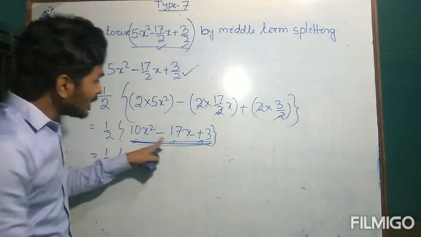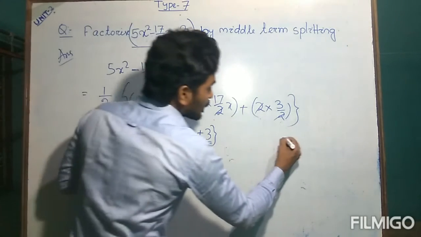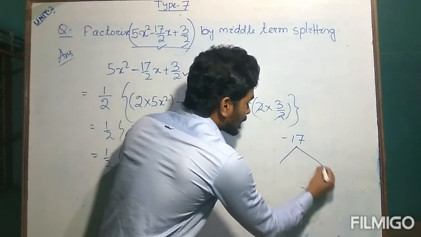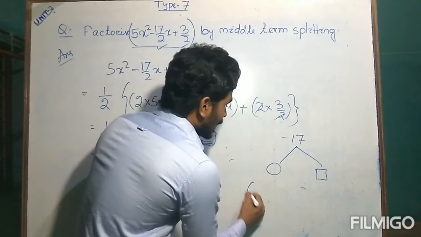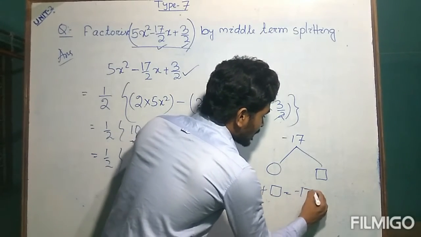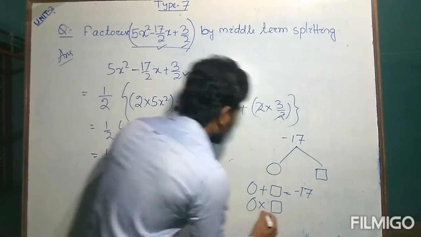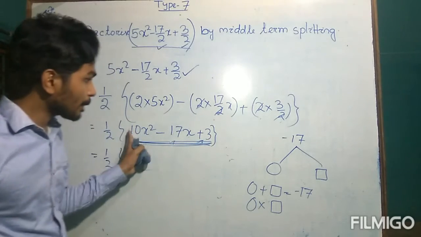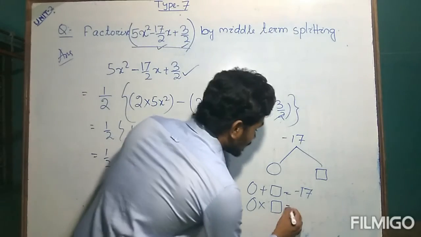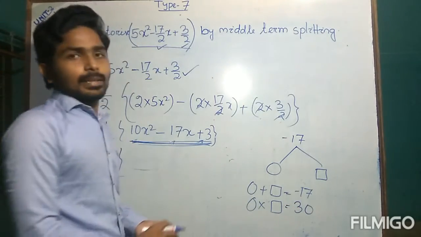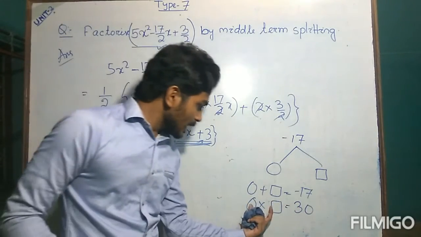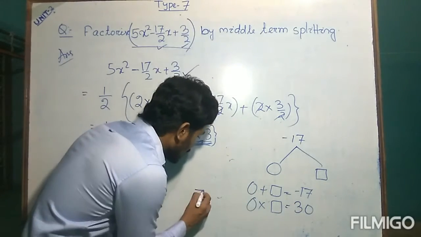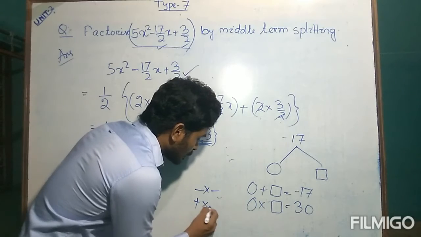Here the middle term is minus 17. That means we have to split this minus 17 into two parts so that their addition is minus 17 and their multiplication must give 10 into 3. Remember that 10 into 3 is 30. Since the multiplication of two terms gives a positive, it must be minus into minus or plus into plus.